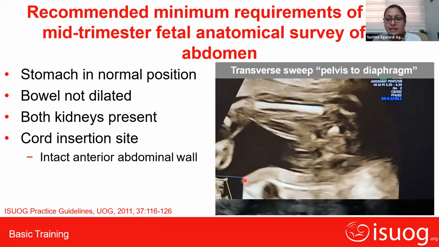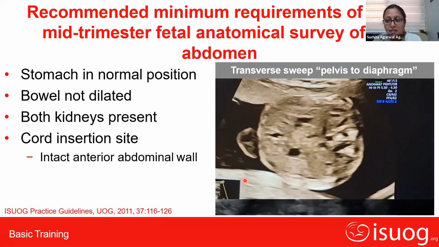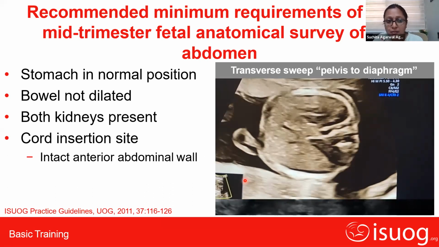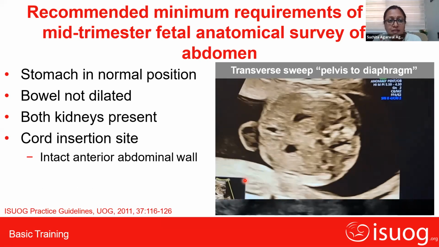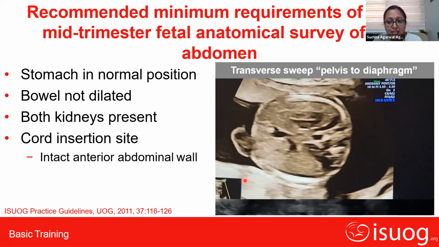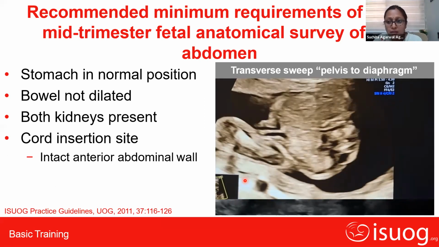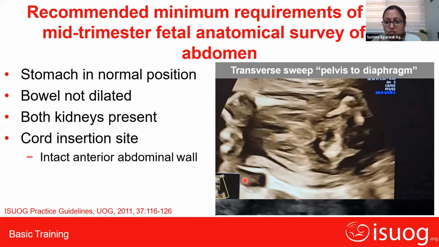We establish the situs. In later slides, I'll be telling you how to see the situs of the baby. Then we see whether the bowels are dilated or not, whether both the kidneys are present or not, and we look at the cord insertion site to rule out abdominal wall defects. So this is a transverse sweep.